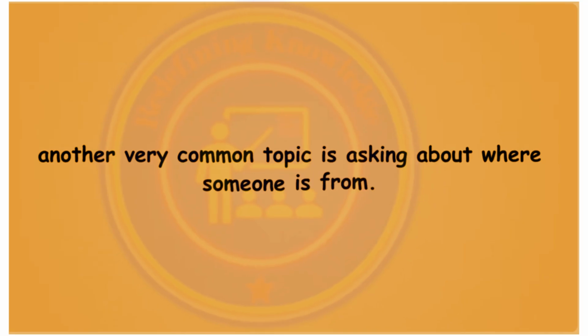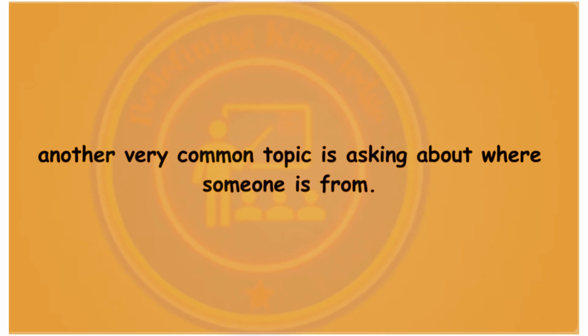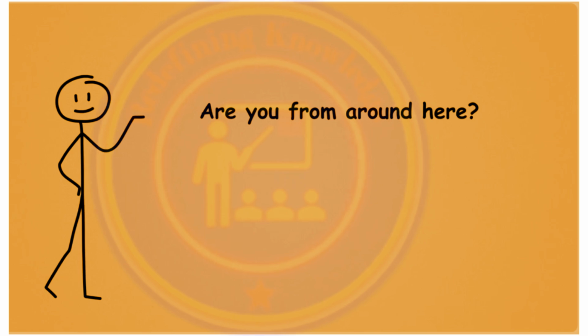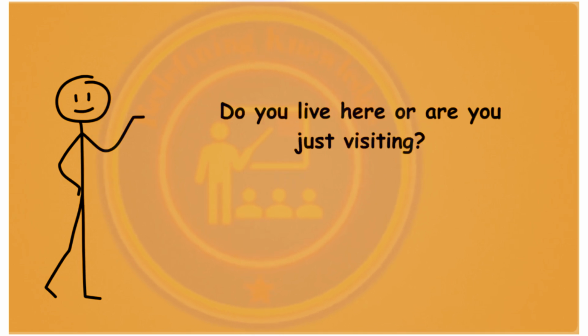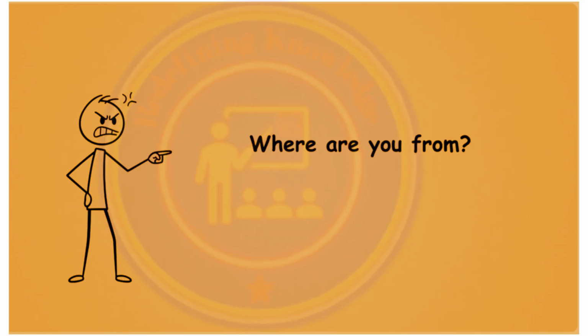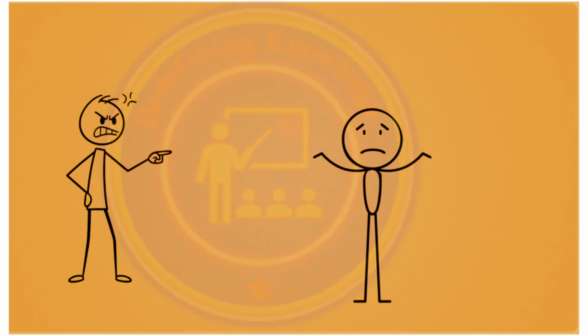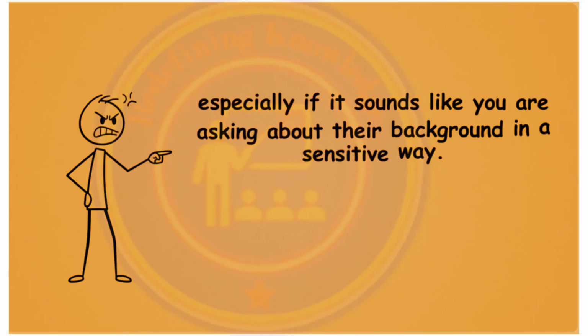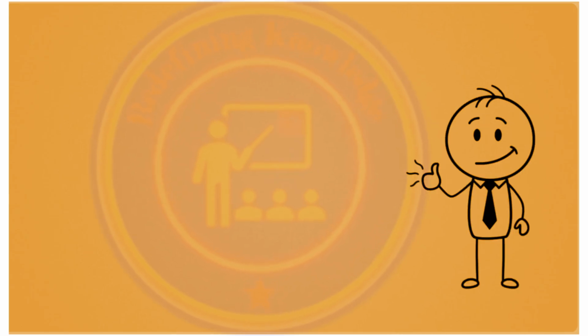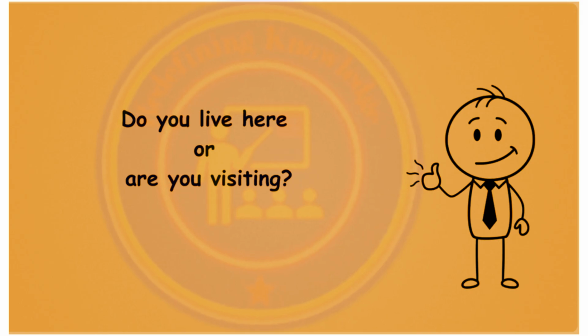Now, another very common topic is asking about where someone is from. You can say, are you from around here? This is a very good and safe question. You can also say, do you live here or are you just visiting? But be careful with questions like, where are you from? Because sometimes people may feel uncomfortable, especially if they sound like you are asking about their background in a sensitive way. So the best safe option is, do you live here or are you visiting?